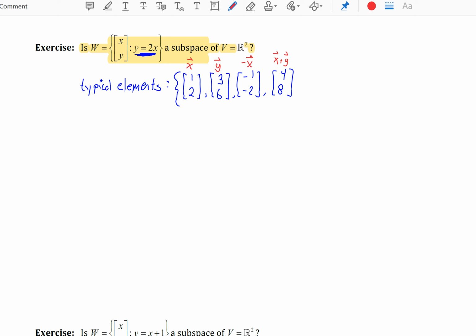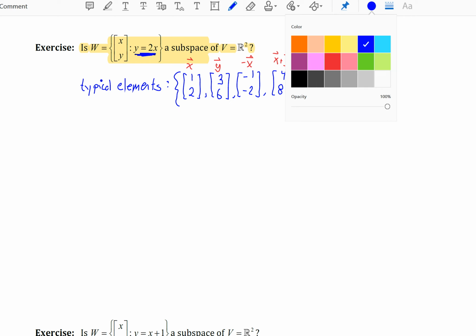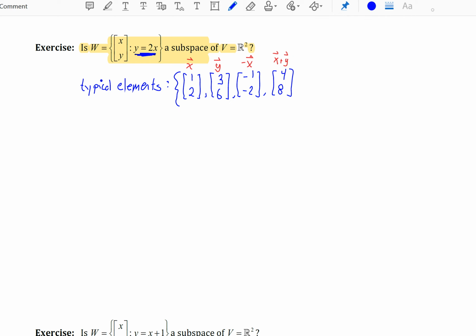And notice that this still satisfies that y is double x. Is there a 0 vector? I think this also satisfies. If x is 0, 2 times 0 is still 0. That's in there. And there's lots of others. So I'm just writing out a couple of typical ones.